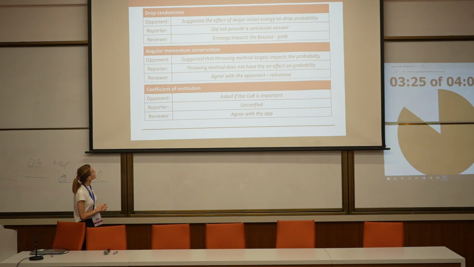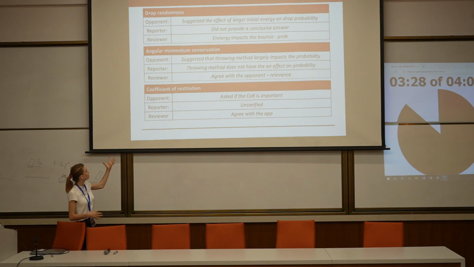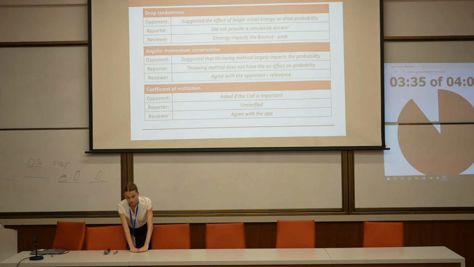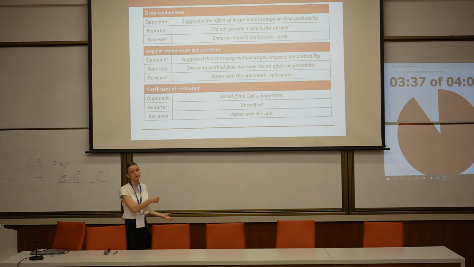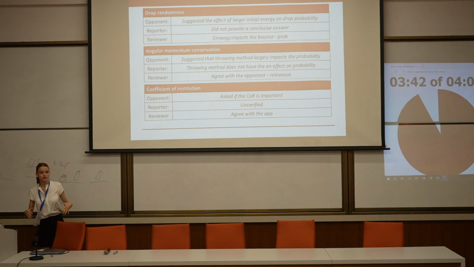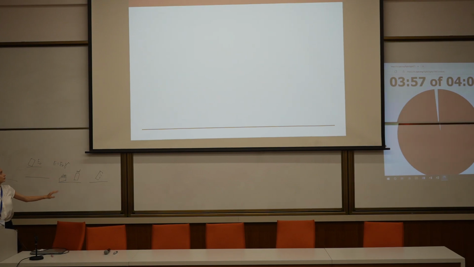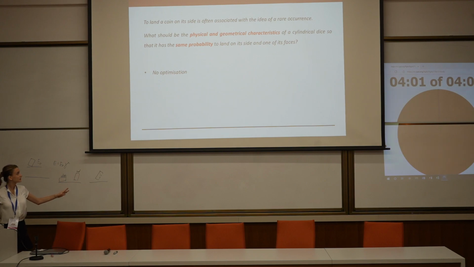which then affect the probability. For the angular momentum conservation, the opponent suggested that the current method largely affects the probability, such as that free fall will land on the side that is downward facing, or that a horizontally tossed die will land on the horizontally tossed side. We agree with the opponent that this is of huge relevance to actual probability. They also discussed the COR, but the presenter did not really understand the question, so we agree with the opponent that this is important. So for the final verdict, we think that there is no optimization in this experiment.